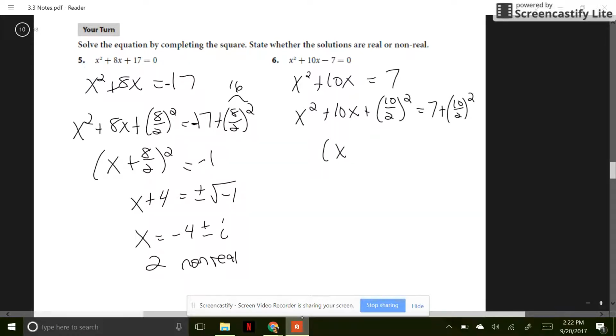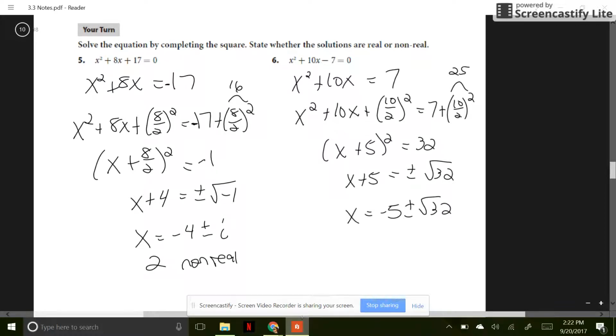10 over 2 is 5, so our term here is going to be x plus 5 squared. Now 5 squared is 25, so 7 plus 25 is 32. Square root both sides. X plus 5 is plus or minus root 32. You can subtract the 5.